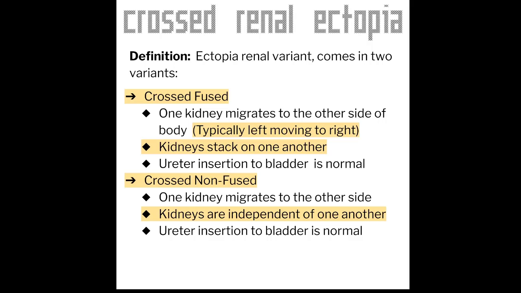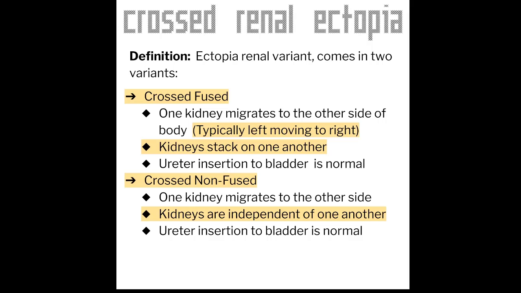So we have crossed fused, which means that the kidneys migrate to the same side and then they connect to one another, versus crossed non-fused, where the kidneys are on the same side but are independent of one another. Now it's typical that the left kidney is going to move to the right side. So if you see two kidneys on the right side, that is most likely going to be a version of the crossed renal ectopia, and then you need to kind of figure out, is it non-fused or fused?